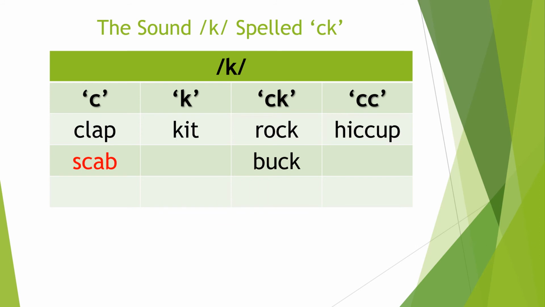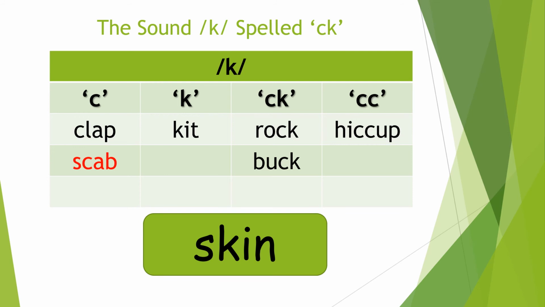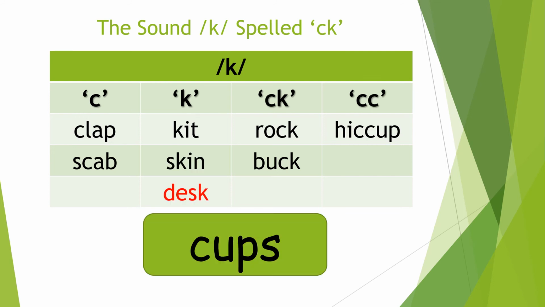Let's do another one. Read this word. Which column does skin belong in? Skin belongs in the K column. Read this word. Which column does desk belong in? Desk belongs in the K column. Read this word. Which column does cups belong in? Cups belongs in the C column.